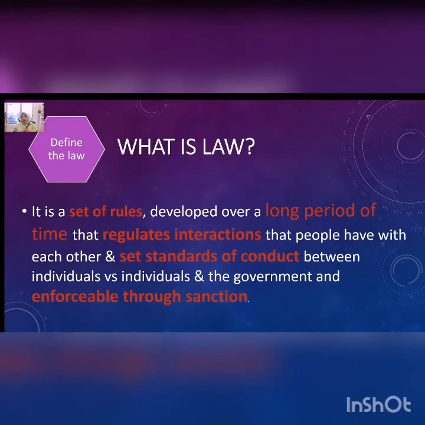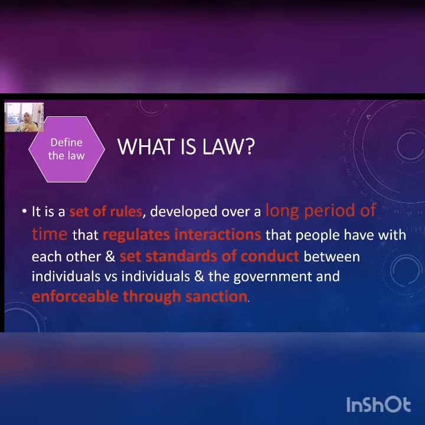Okay, this is the definition that you need to memorize. What is law? The law is a set of rules. It is not just one rule, it comes in a set, and there are lots of laws in Malaysia. It developed over a long period of time, meaning it doesn't necessarily need to be made now, because as you know, Malaysia itself has developed the law from the time of Parameswara, Islamic law. We are also using Islamic law and also custom, all of which were made before we were even born. And that law regulates the interaction between people.